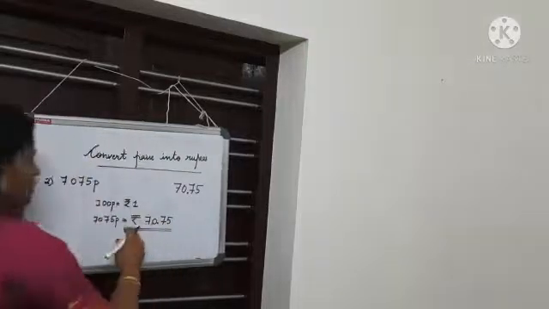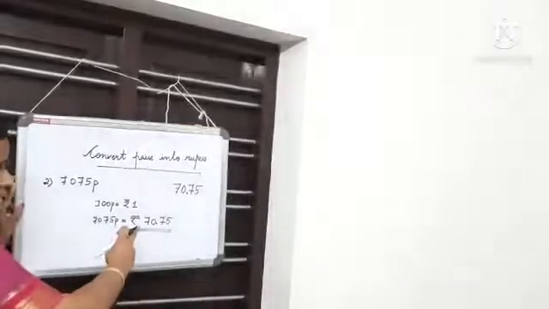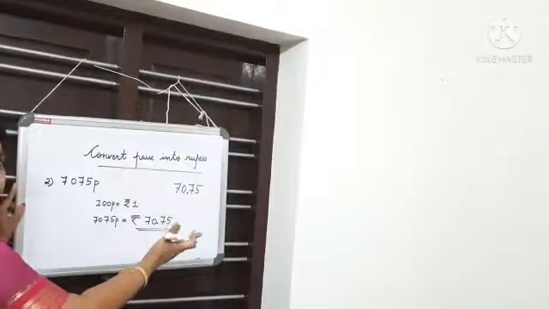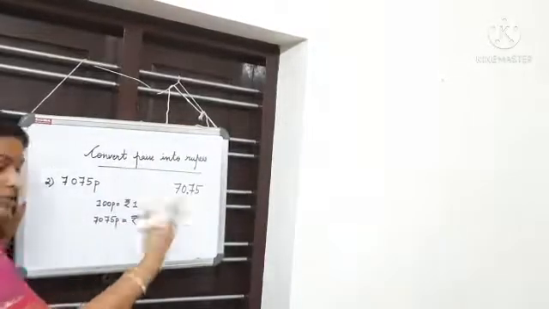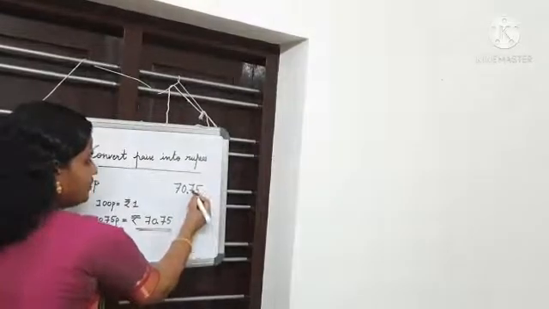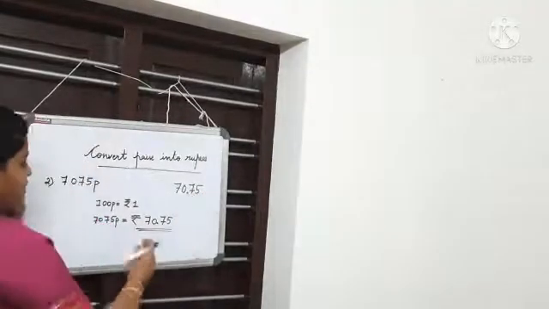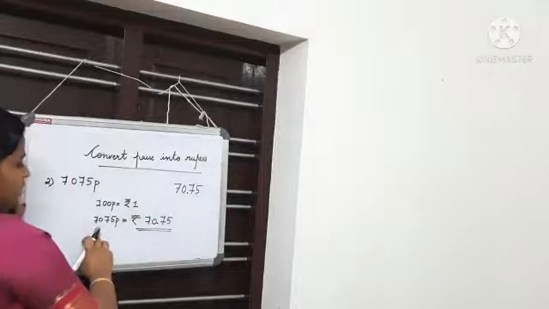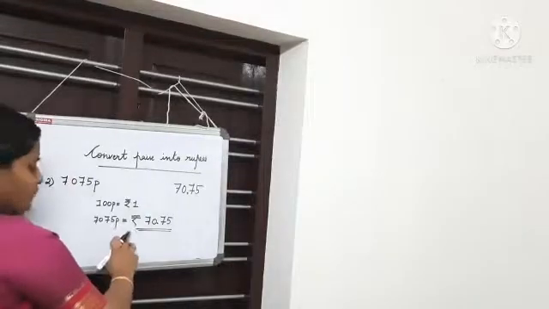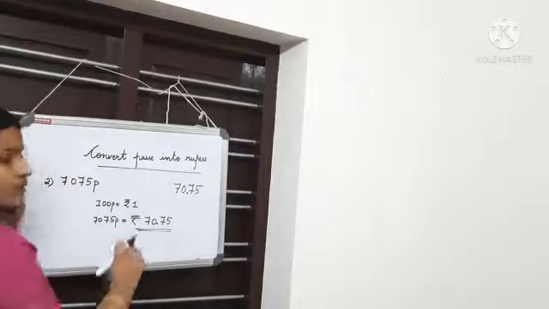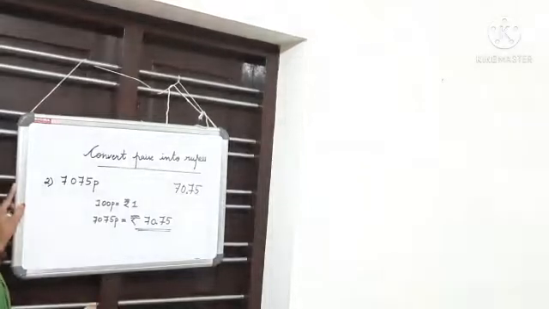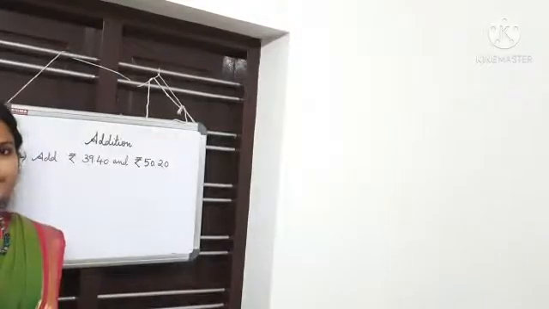Understood? First, put the rupee symbol. Then start counting from the right. Leave 2 digits, then put a decimal point. So the answer is 7075 paise is equal to rupees 70.75. Understood? Next, we will move on to addition.